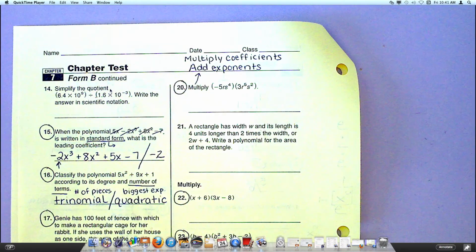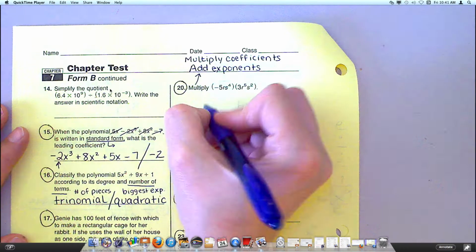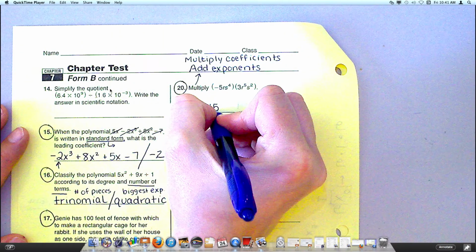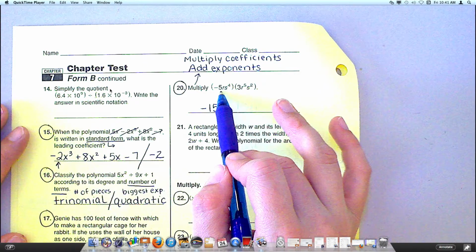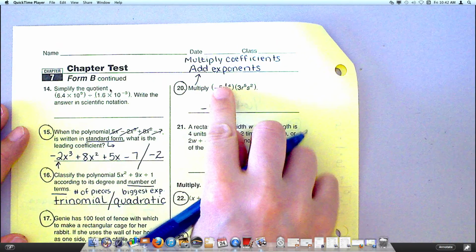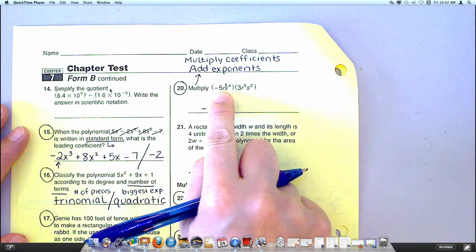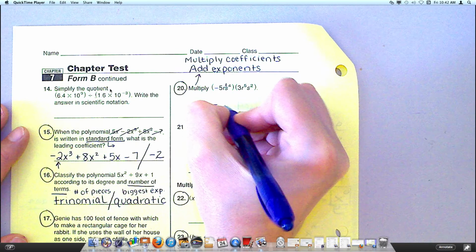So I'm going to multiply the coefficient, which means I'm going to multiply negative 5 times 3, and I get negative 15. And now I'm going to add exponents. What exponent is on this r right here? A 1. So total I have 6 r's. Do you see where that's coming from? So I have r to the first, r to the fifth. So now I have r to the 6th.